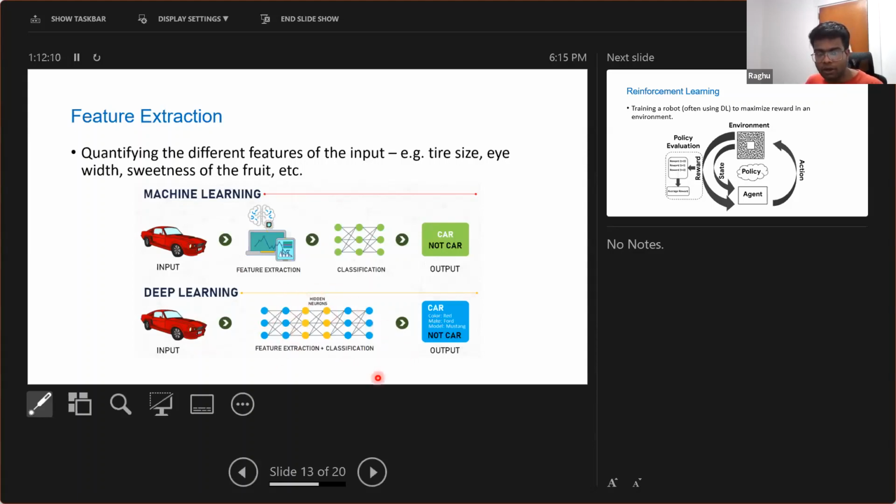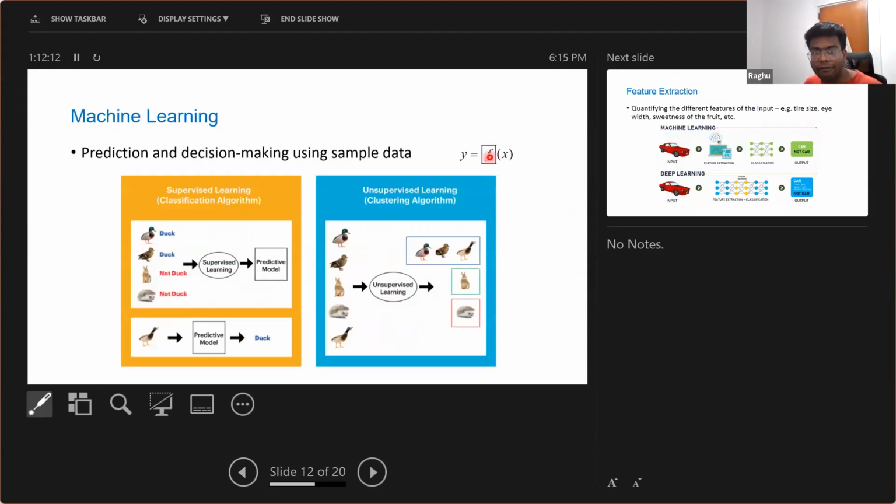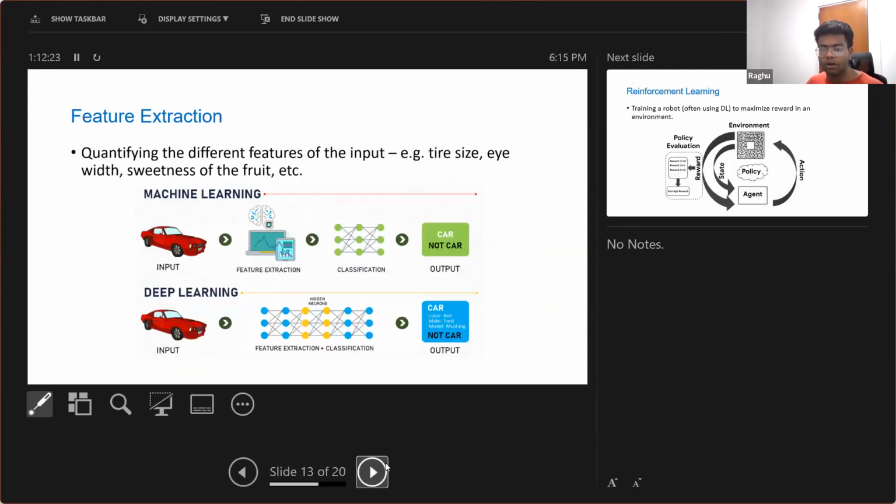So this neural network is what f here is. Y is equal to f of x. X is the picture of the mango. Y is the answer, whether it's a mango or pomegranate, etc. This f is what they call a neural network.